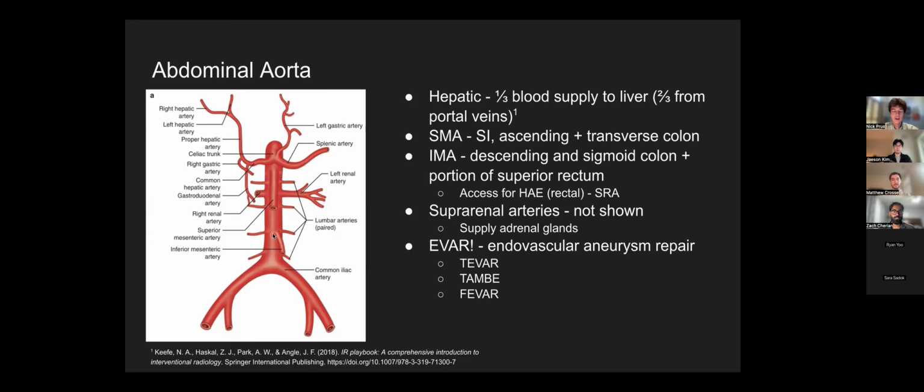And then another cool procedure that's done in the aortic region are EVARs, so endovascular aneurysm repair. These are a bunch of different variations and cousins of the procedure. So you have TEVAR, TAMB, and FEVAR.